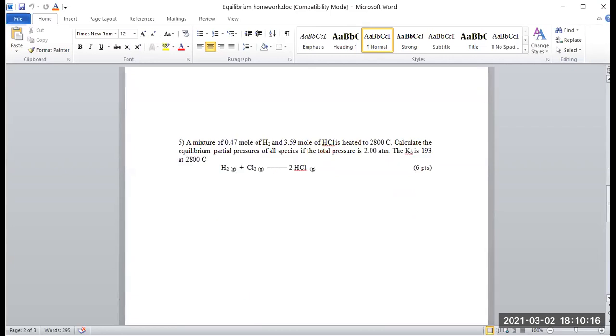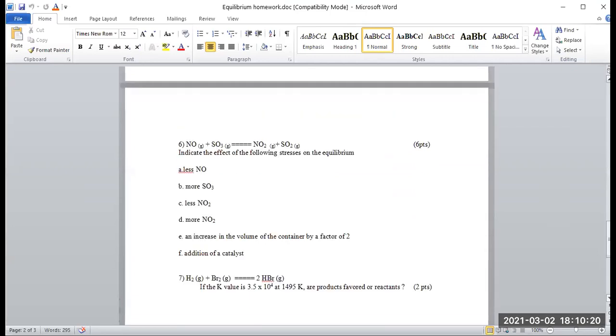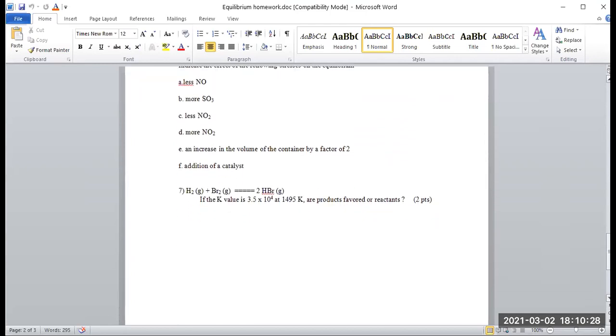Oops, I think I scrolled down too far. No, actually I didn't. All right. Then I threw some Le Chatelier stuff in on number 6 and one of the concept questions for the last one. So usage of ICE charts is a key feature to doing the equilibrium homework for this chapter.